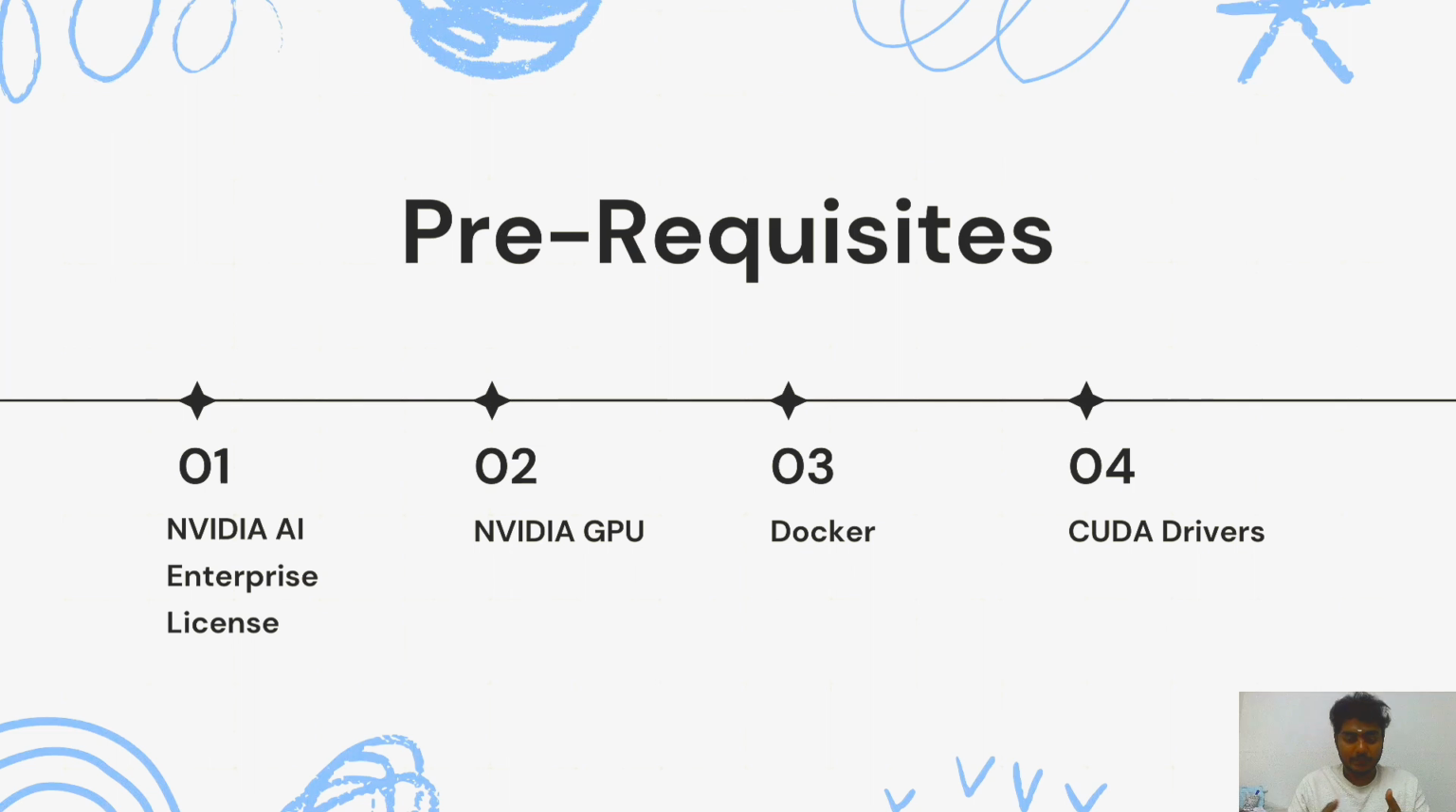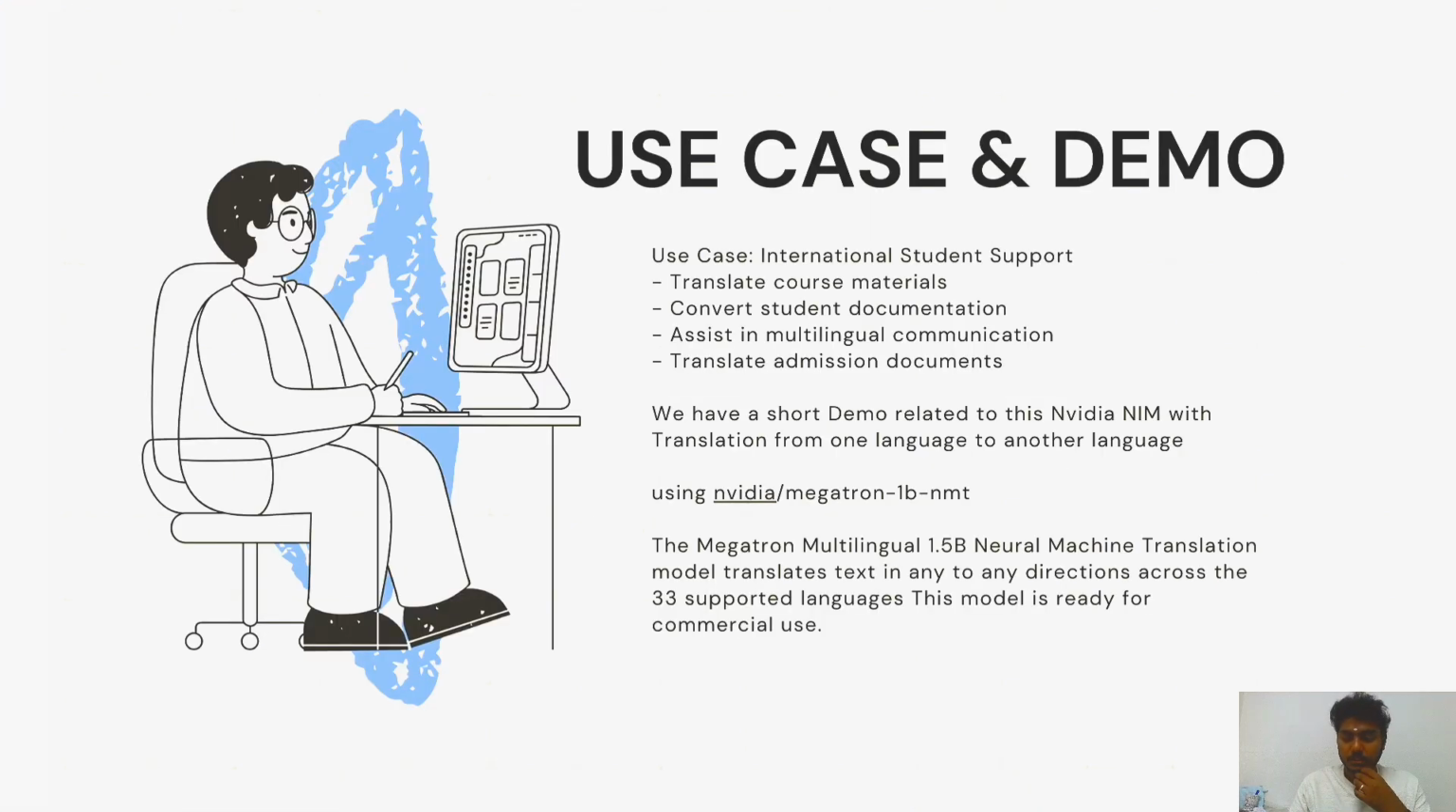When we run nvidia-smi, we'll get this if the drivers are actually set up, and we can see how much the graphical processing unit is actually using. So that's the thing. Other than that, the use case we are going to discuss is related to real-time language translation.